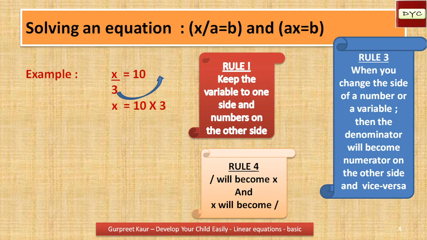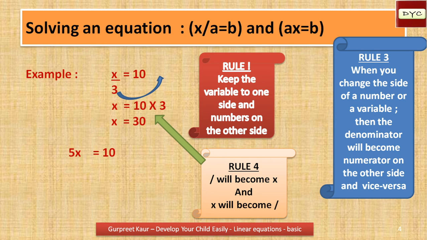Earlier in rule number 2, we have understood that plus will become minus, minus will become plus. That is in the case of addition and subtraction. But in the case of multiplication and division, it will change simultaneously. So here 3 is on the denominator. So it has gone to the other side as a numerator and changed the sign of multiplication. So what is 10 multiplied by 3? Is equal to 30. Clear?